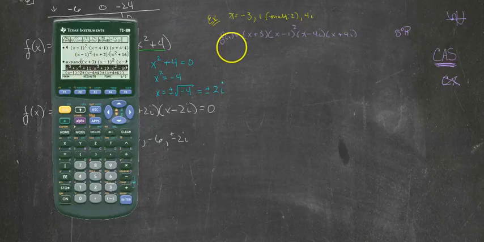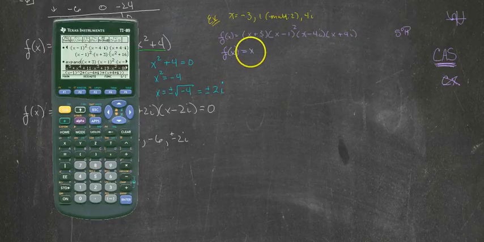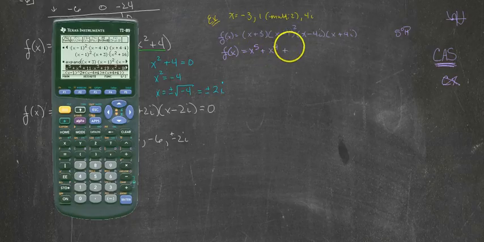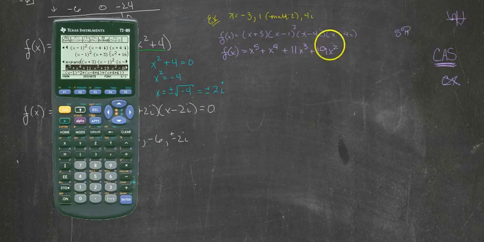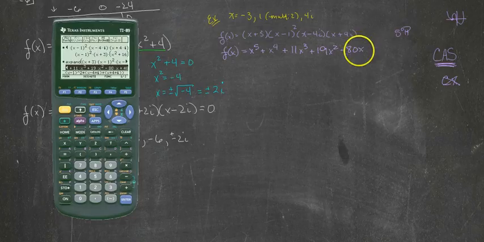And so this polynomial expanded is f of x equals x to the 5th plus x to the 4th plus 11x cubed plus 19x squared minus 80x plus 48.